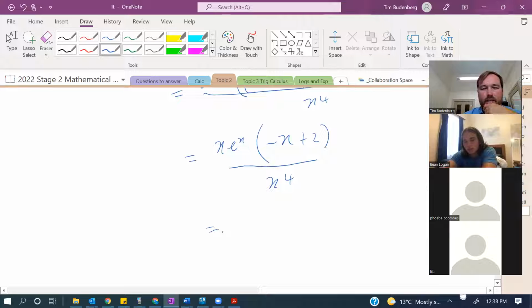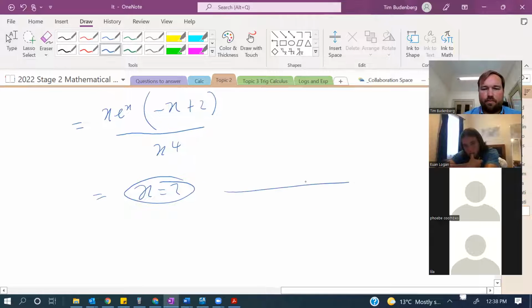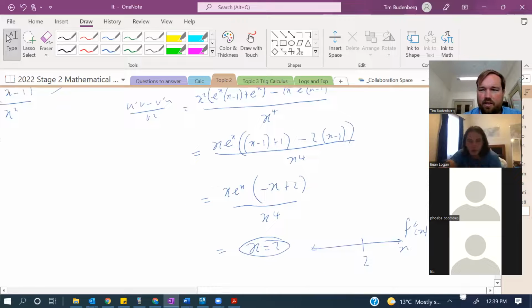That then gives me a couple of zeros. One is at 0, but that doesn't work because you can't divide by 0. The other is at x equals 2. And then we draw a sign diagram for f double dash x. Then we choose from there. I know how to go.